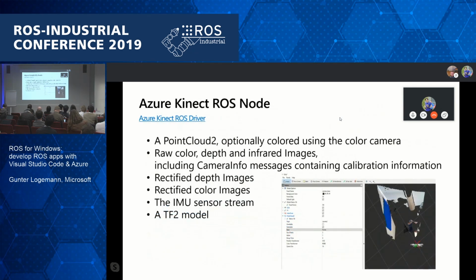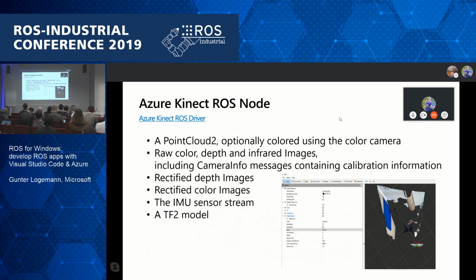Okay, the second one in more detail is the Kinect ROS node, so the Azure Kinect ROS node. If you remember the huge community work which was happening around the old Kinect, the Kinect for the Xbox, we enabled basically the same thing again now with the ROS node for the new Kinect for Azure. I know the Kinect for Azure is not available right now in Germany. However, there are already shipments out there in the US and in other countries, and we are coming beginning of next year to have this available in Germany as well.